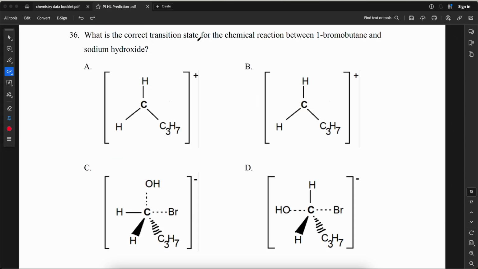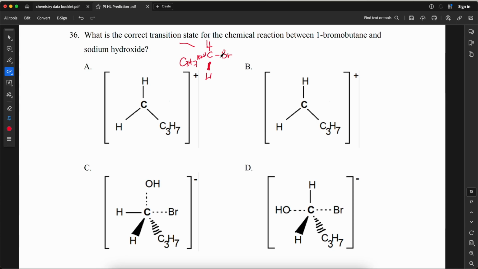What is the correct transition state for the chemical reaction between 1-bromobutane and sodium hydroxide? 1-bromobutane, so that would be CH2Br, and this would be H, and this will be C3H7, and there is OH. You can do like this here.